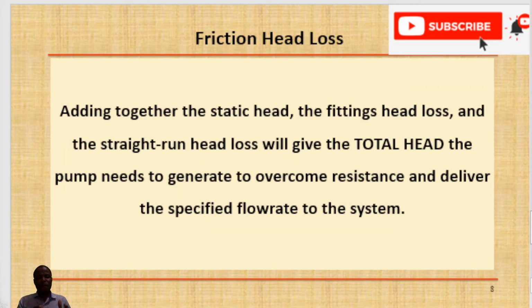So now, once you have obtained your fittings head loss and your straight run head loss, adding together the static head, depending on whether your pumping system is a positive suction system or a negative suction system, will give the total head the pump needs to generate to overcome resistance and deliver the specified flow rate to the system. So this is how you obtain your frictional head loss in order to be able to determine the total head requirement for your pumping system.